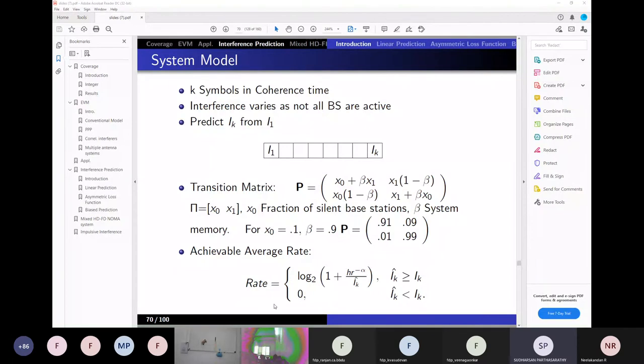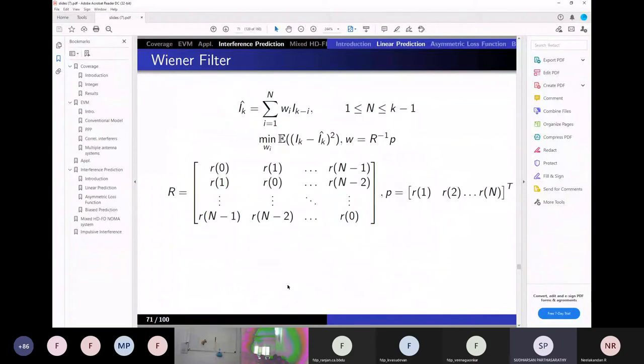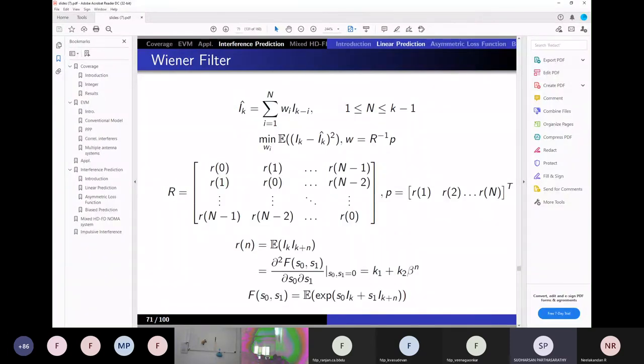Next slide, slide number 71. The first thing we do is a Wiener filter. The Wiener filter is the linear filter, and it's the most obvious thing that comes to our mind. I want to minimize the mean squared error between the predicted value and the original value. So it's a very intuitive thing that comes to our mind. And the weight matrix is basically going to be R inverse P. We know from the Wiener formula, where the correlation matrix R is given here and the P vector is given here.